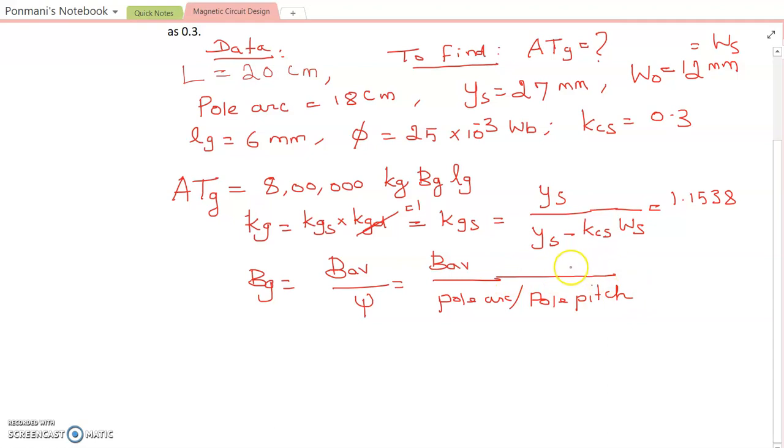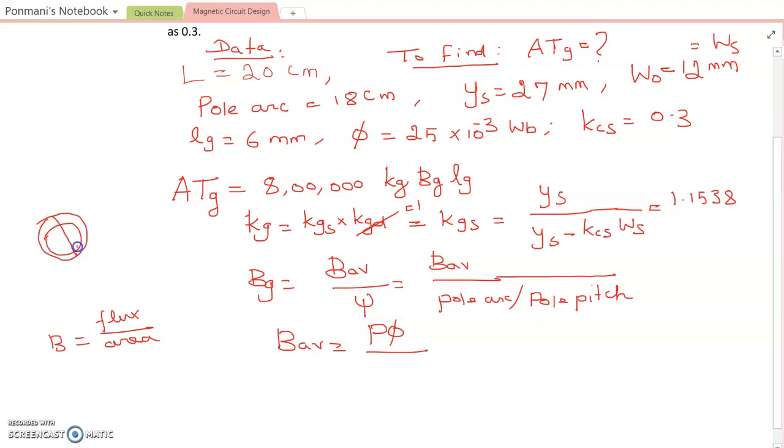Then we need to calculate B average. B average is not directly given. Average flux density is flux per area. Total flux is P into phi, and the area is actually from a stator and rotor like construction.